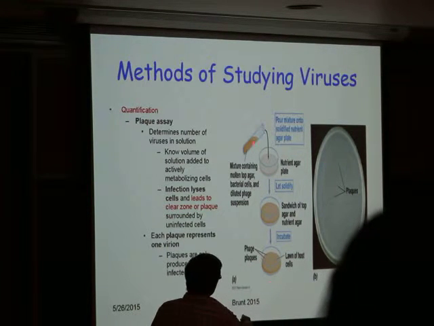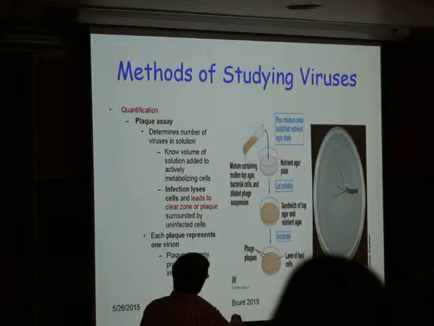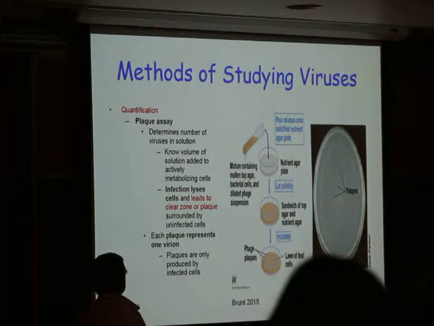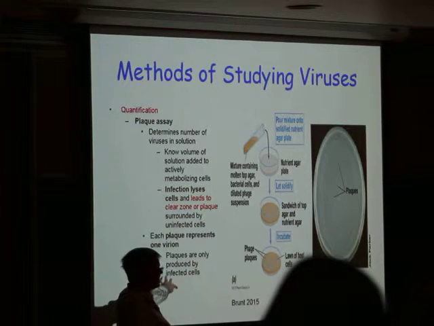So, you do the assay in a similar way, where you add the cells and the virus to a molten agar, you put it on top of the plate, and then you look for the presence of plaques. And plaques are only going to be produced when cells have been infected.